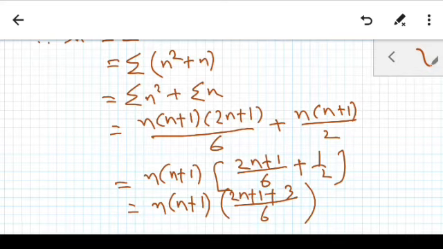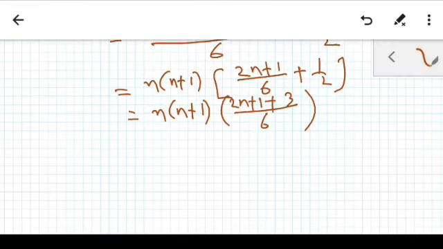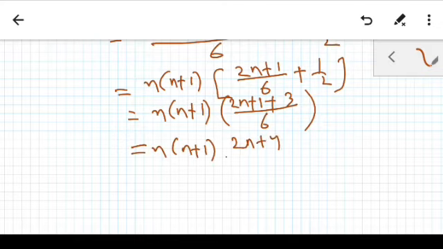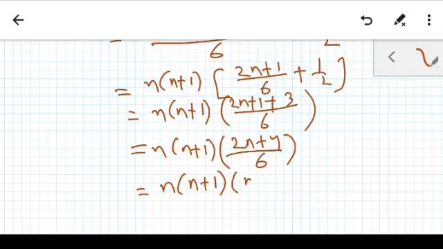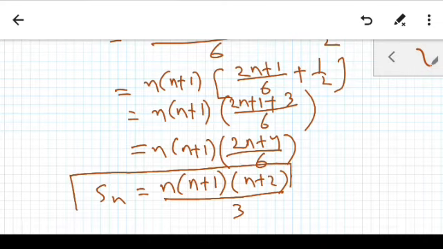So now let me solve it. That is equal to n into n plus 1 whole into 2n plus 4 divided by 6. That is equal to, 2 getting cancelled, n into n plus 1 whole into n plus 2 whole divided by 3. So this is the value of Sn, that is sum up to n terms of that sequence.